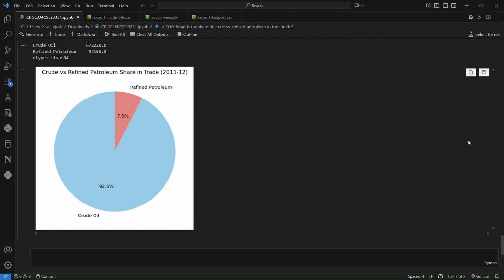Transportation is the largest petroleum consuming sector. Crude oil dominates petroleum trade compared to the refined products. In each step, I used Python code to clean, calculate, and visualize the data. And these insights are useful for understanding India's energy needs and can help guide policy and planning for energy security.